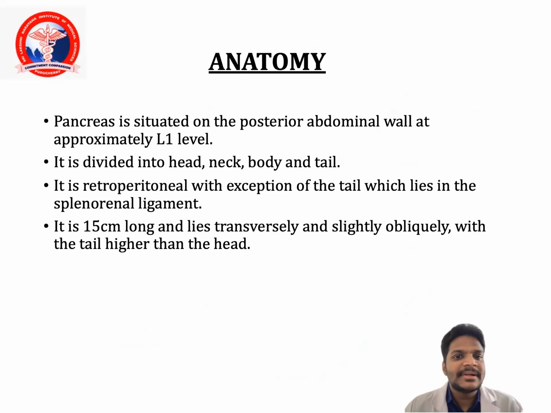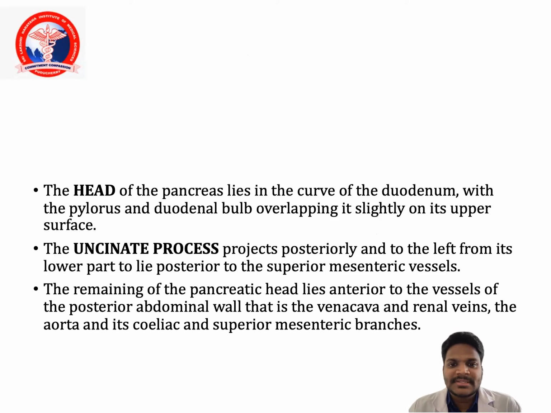The anatomy: the pancreas is situated on the posterior abdominal wall at approximately the L1 level. It is divided into head, neck, body, and tail. It is a retroperitoneal organ, with the exception of the tail, which lies in the splenorenal ligament. It is around 15 centimeters long, and it lies transversely and slightly oblique, with its tail higher than the head. The head of the pancreas lies in the curvature of the duodenum, with the pylorus and duodenal bulb overlapping it slightly on its upper surface.